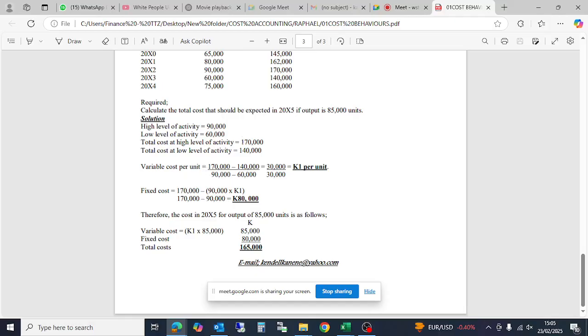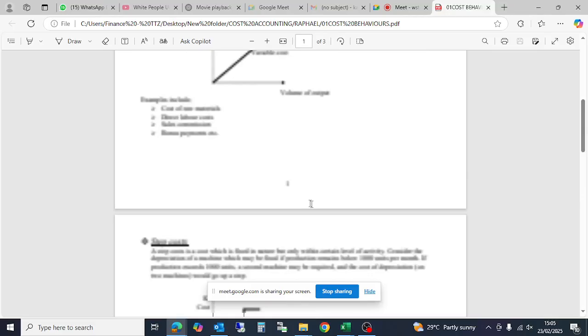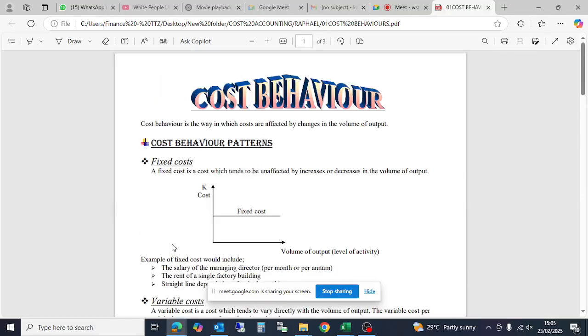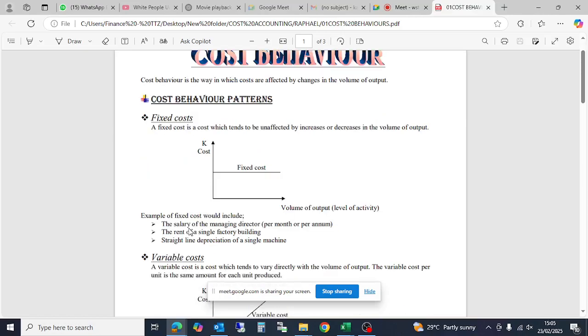For me, I feel it's a cost that changes proportionally with the level of output. So for me, that is a variable cost. Yes, a variable cost is a cost that's affected by production. Like, for instance, our nails cost and our wood cost, those two are variable costs.